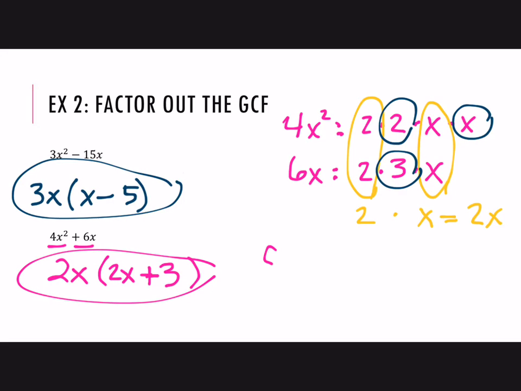And then as a check, I can use the distributive property to remultiply. So do 2x times 2x, which is 4x squared, and then 2x times 3, which is 6x. And that does give the original problem, so this is good.